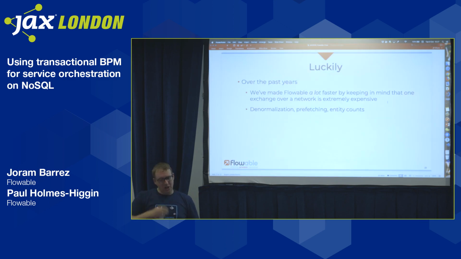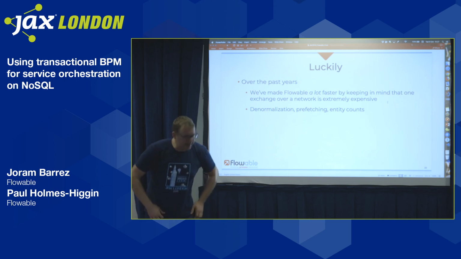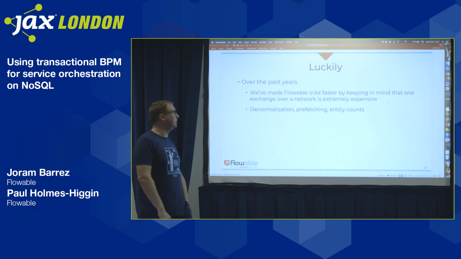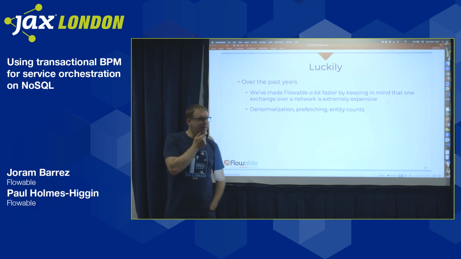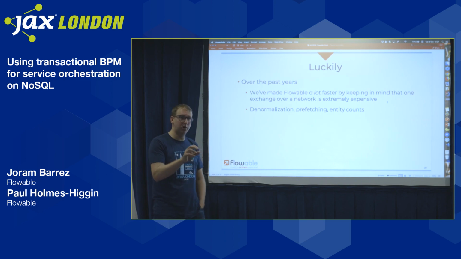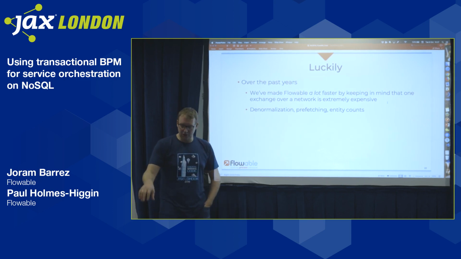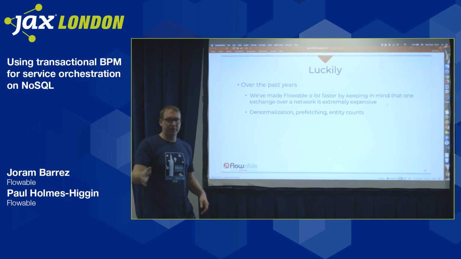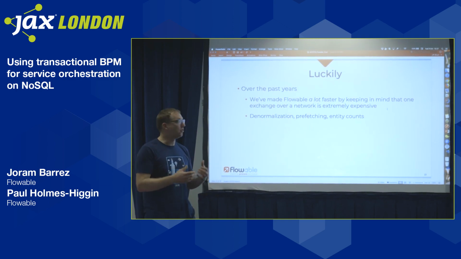Now, luckily, over the past years, we've done a lot of work on making Flowable faster in many ways. And one of the things we always keep in mind is that the most expensive thing you can do is a network hop. So if you can avoid going over a network, that's a win-win. You can do a lot of work on the local server, but if you have to go over a network, then you lose a lot of your performance.